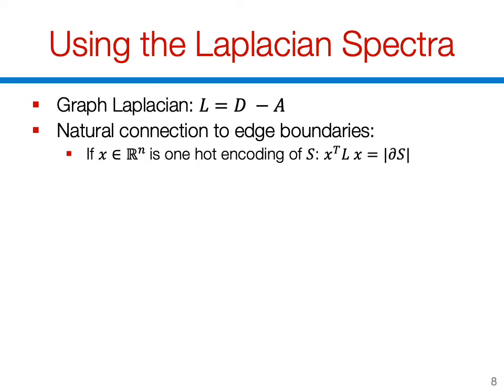We now tie in the graph Laplacian. The Laplacian of a graph is the degree matrix minus the adjacency matrix. It has a very natural connection to edge boundaries. If a vector x is a one-hot encoding of a subset of vertices S, then x transpose Lx will give you the size of the edge boundary of S.